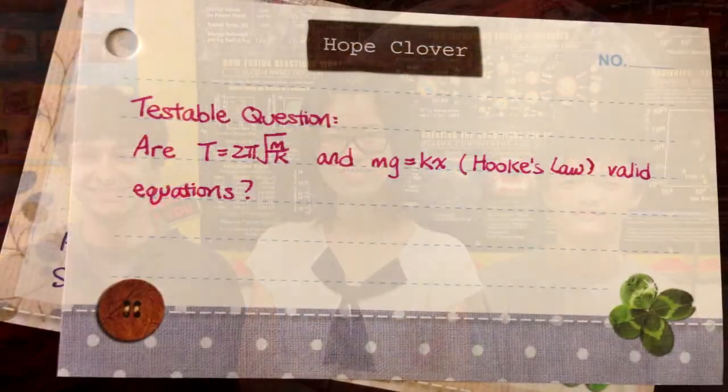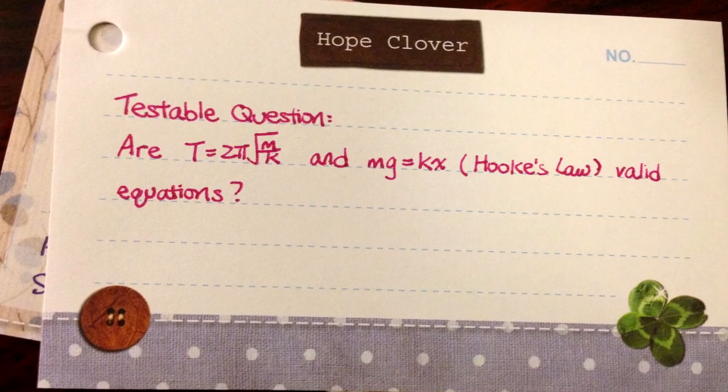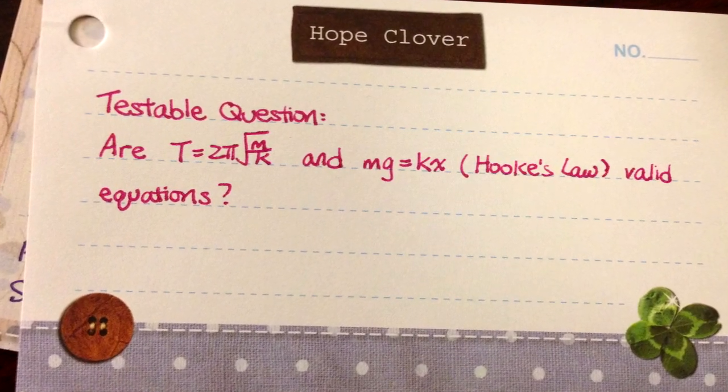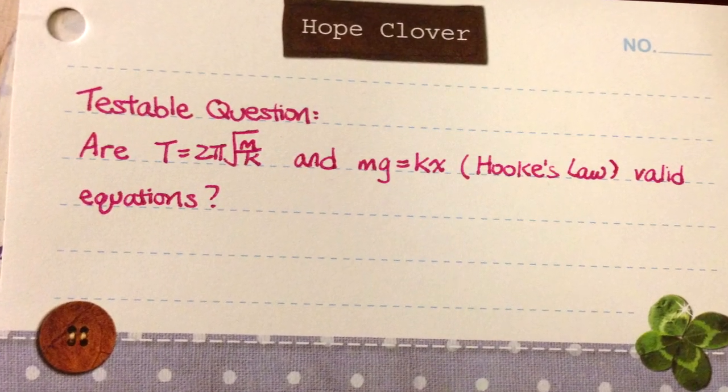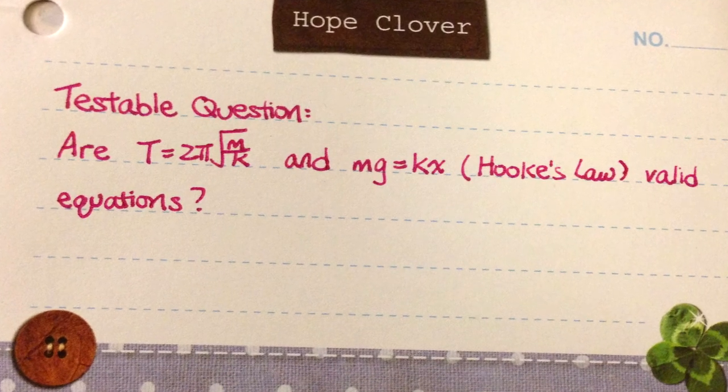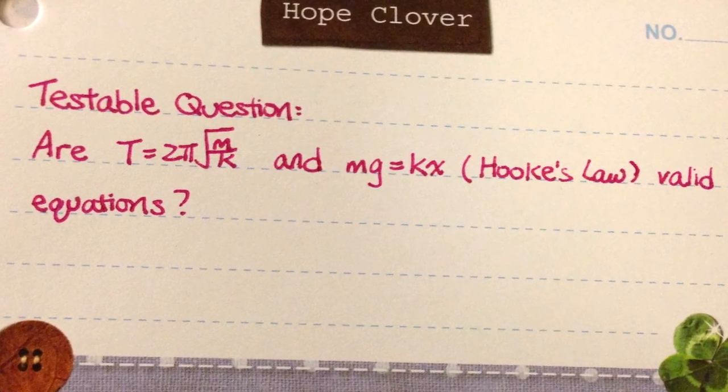Fascinating lab experiments, we have decided to test two simple harmonic motion equations. We will be comparing T equals 2π root m over k and the variation of Hooke's law, mg equals kx. We aim to test the validities of these two equations.